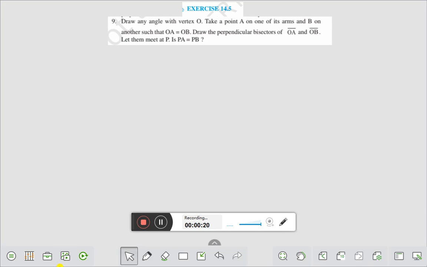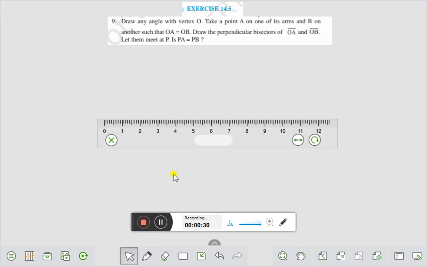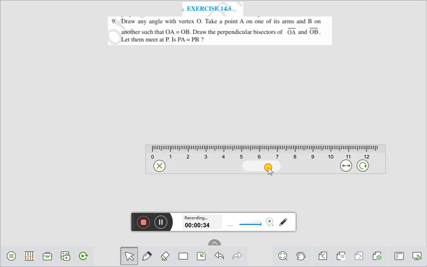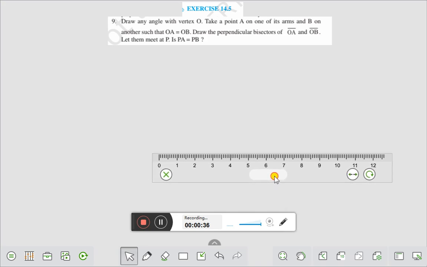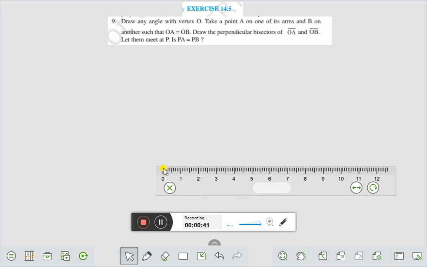Let us take one angle, any angle with vertex O. Let us take the ruler first. We have taken the ruler. We draw a line. We draw a line here. We have taken 7 centimeter here, right? And let us take another.